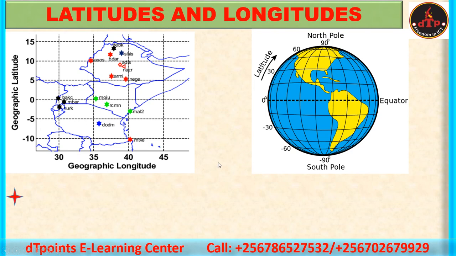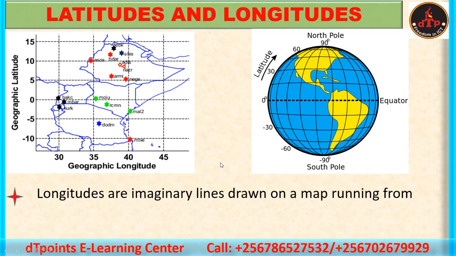So we are still in our lesson, and we are now looking at longitudes. Longitudes are imaginary lines drawn on a map running from north to south. I've said longitudes are imaginary lines drawn on a map running from north to south pole.